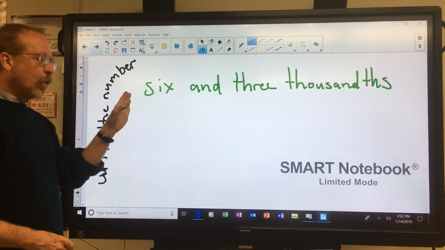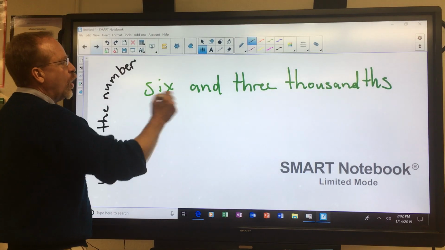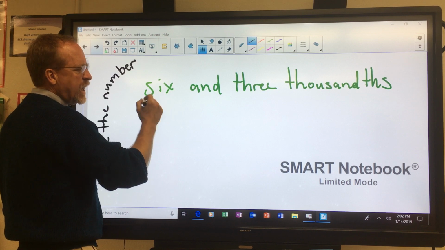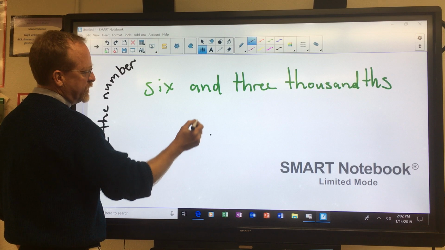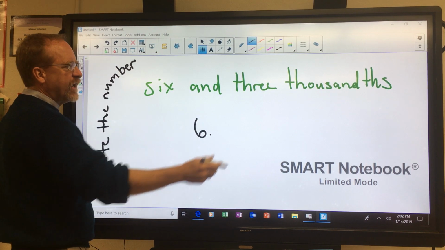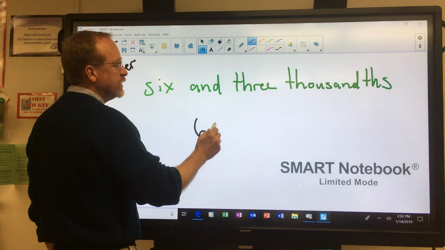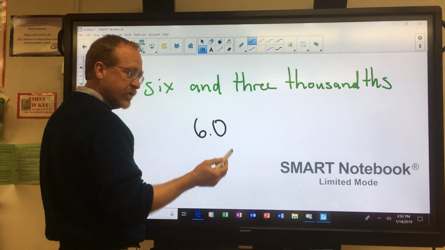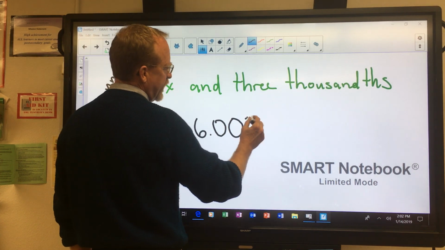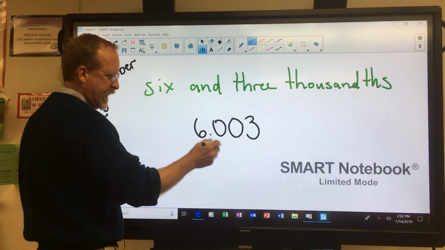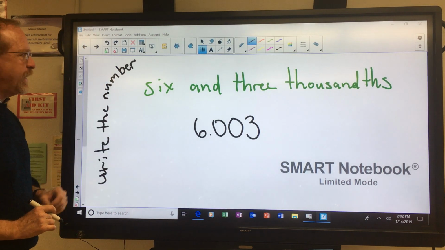Then you're going to be given words, and you have to write out the number. Not a big deal. This side is going to be on this side of the decimal point. So all we have to do for this one is just put 6. Now this is 3 thousandths, nothing else. So no tenths, so I'll put a 0. No hundredths, so I'll put a 0. And 3 thousandths. And that's what you're going to do. You're going to look at the words and write out the number.